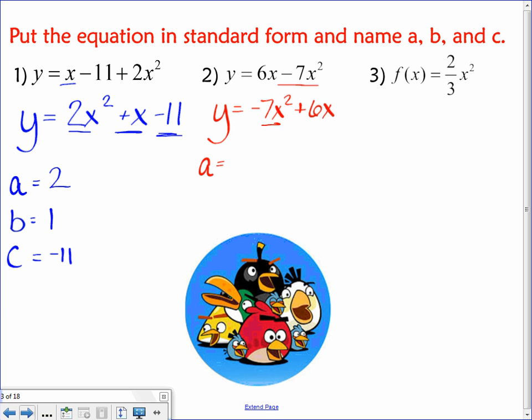A value, number in front of the x squared, which is negative 7. My b value is the number in front of the x, which is 6. C value is the number at the end, which in this case I don't have one, so it would be a 0.